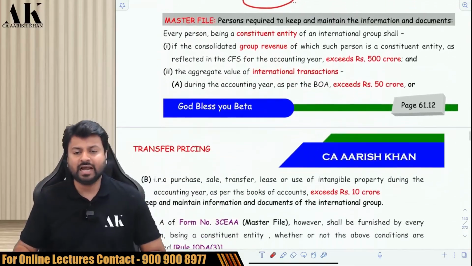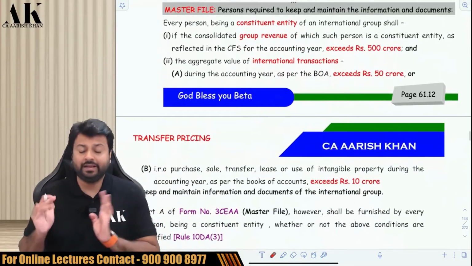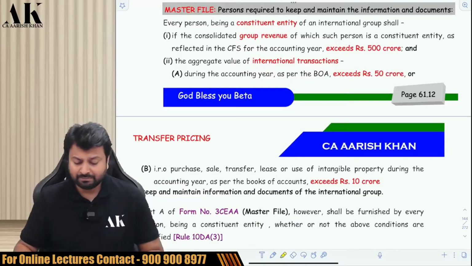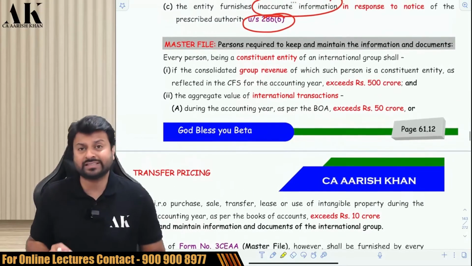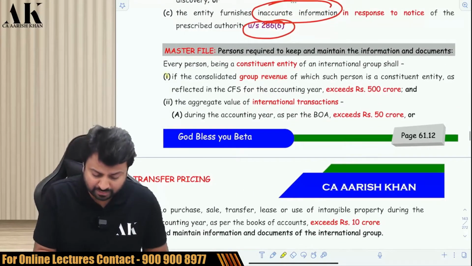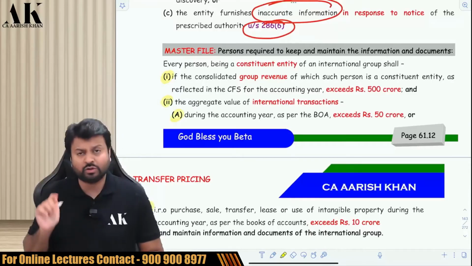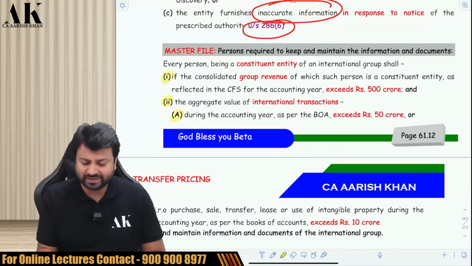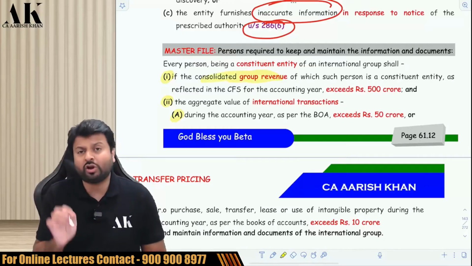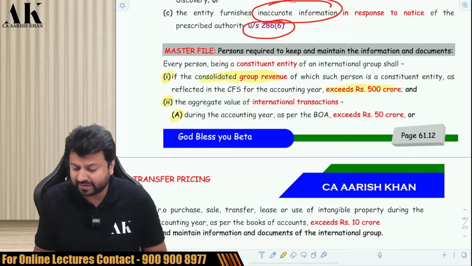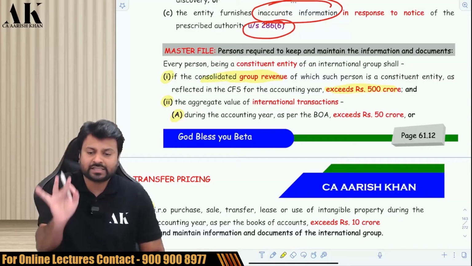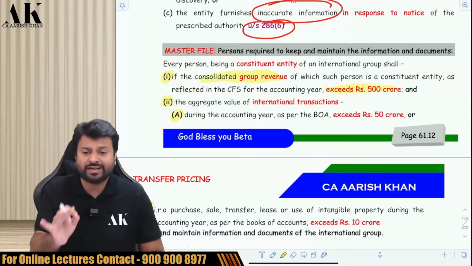Okay, now coming to the discussion of the master file. Master file is applicable to whom? Master file is applicable to all those assessees who are fulfilling two conditions. Condition number 1, and in condition number 2, either A or B, either of the two, not both. Condition number 1 is your current year's consolidated group revenue has to be greater than 500 crore rupees.